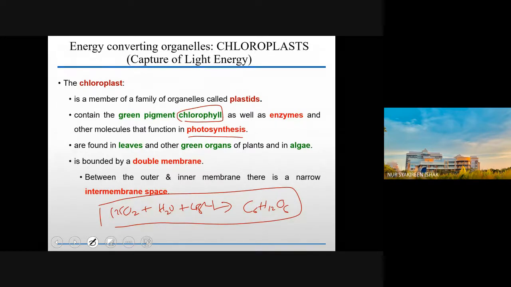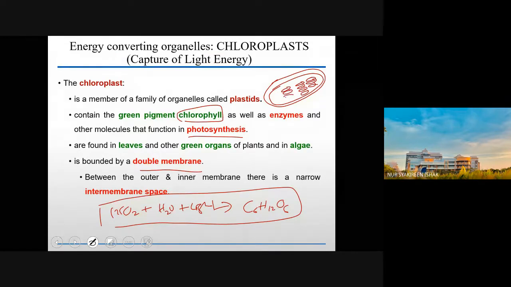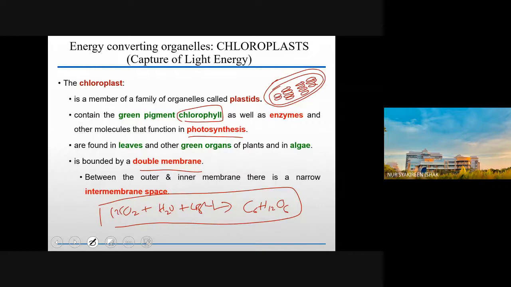So chloroplasts are found in leaves and other green organs of plant, and also in algae. So it also has double membrane, okay. Kalau macam mitochondria tu inner membrane is folded, tapi kalau chloroplast dia straight macam tu je. Cuma another system of membrane, dia ada thylakoids, okay. So these thylakoids will have membrane, and it is where the chlorophyll are embedded. So the chlorophyll are embedded in the membrane of thylakoids.